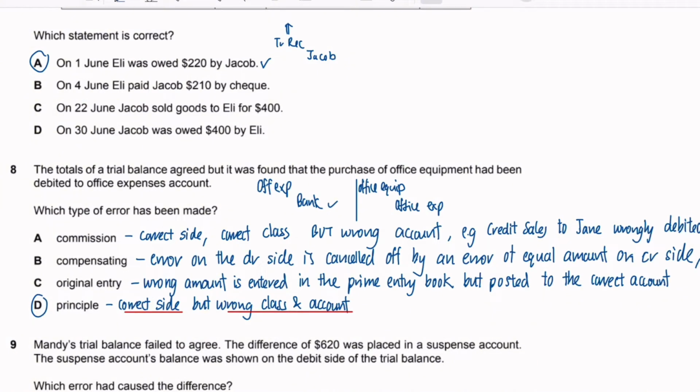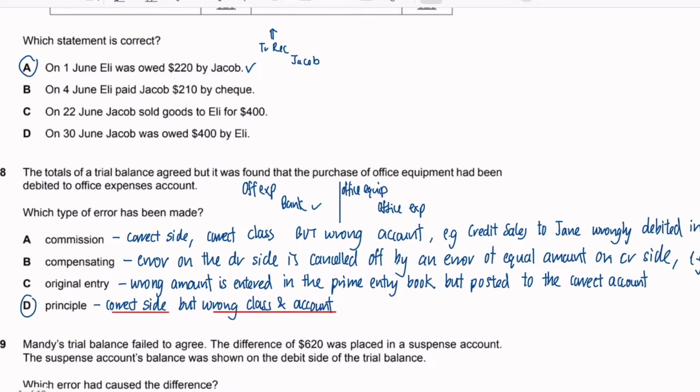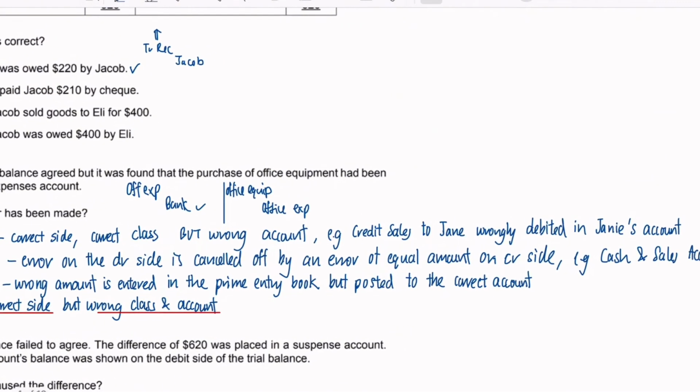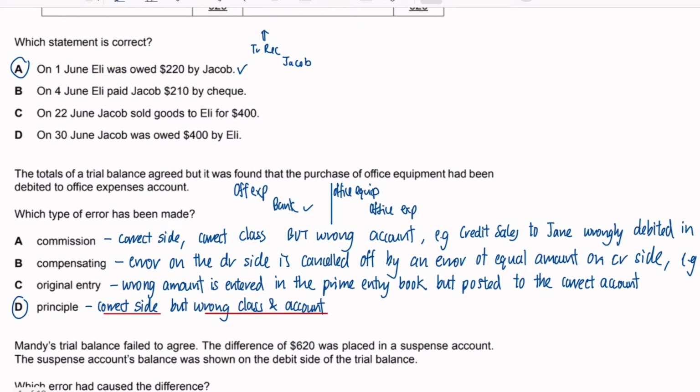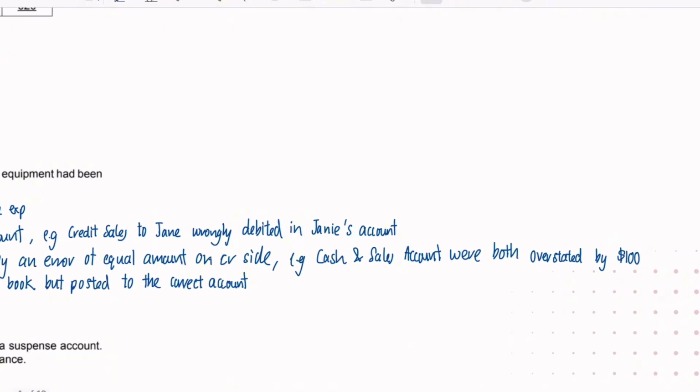Well, you can read the descriptions of the different errors here. Commission is correct side, correct class, but wrong account. For example, you credit sales to Jane, but it was wrongly debited into Jenny's account. And then the error of compensating is an error on the debit side cancelled off by an error of equal amount on the credit side. For example, cash and sales account were both overstated by 100. Cash overstated is debit and sales account is credit side. So if both sides are overstated by 100, there is no overall effect because you can't identify it through the trial balance.